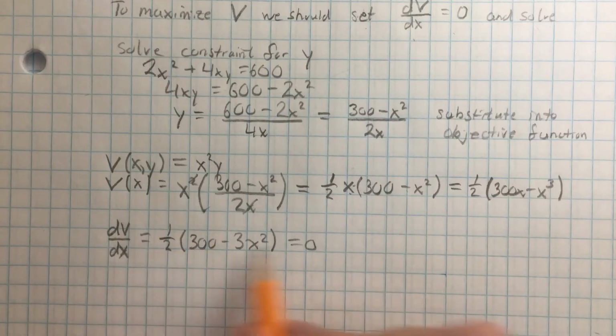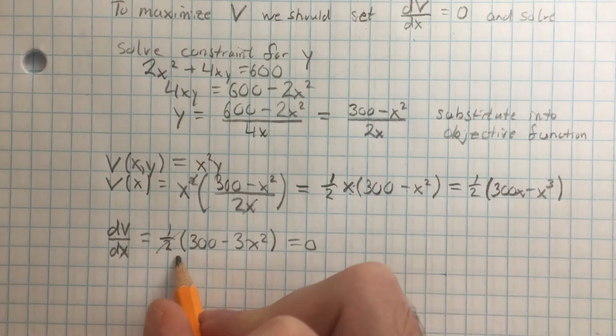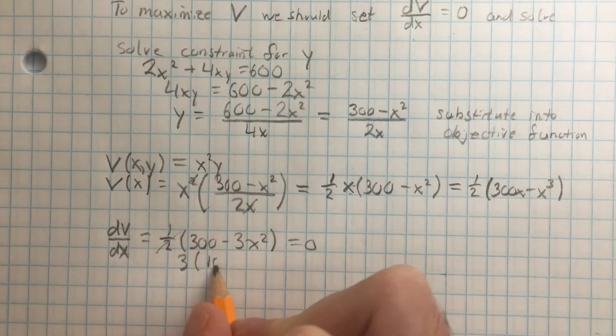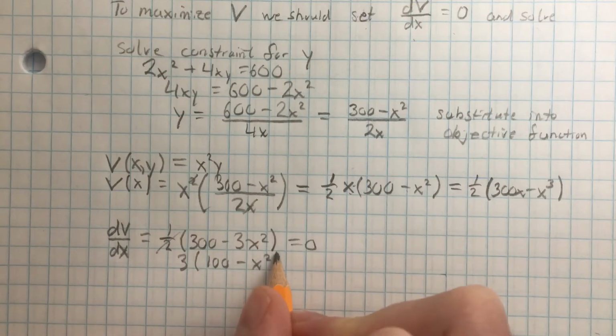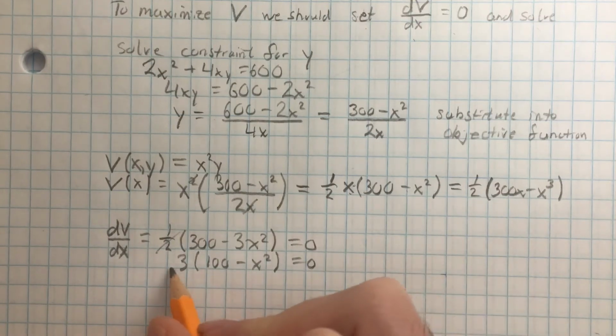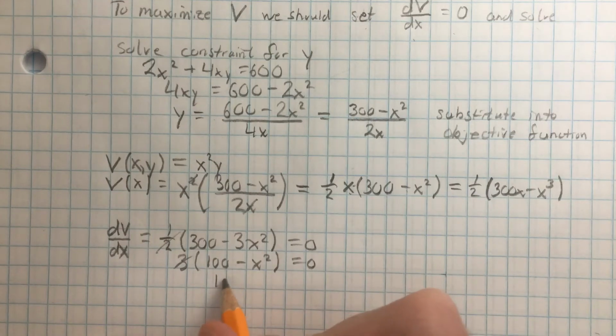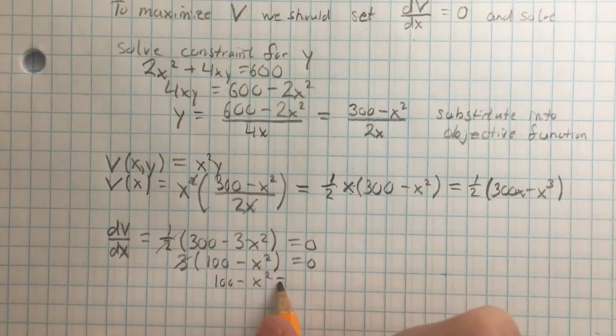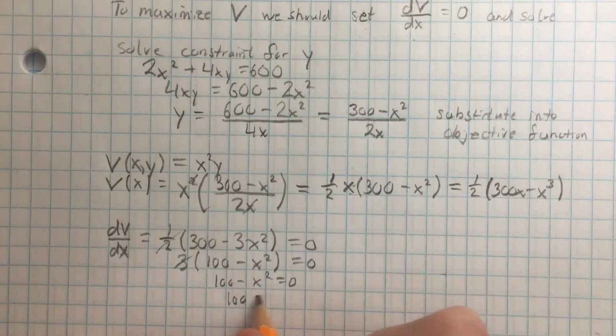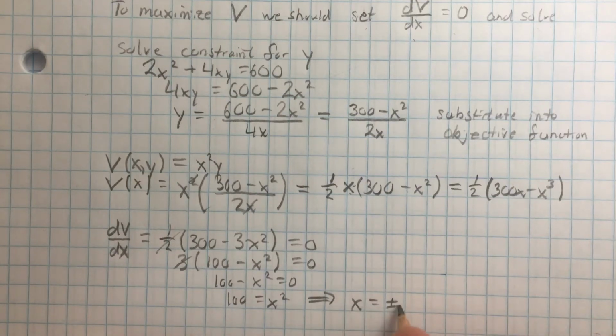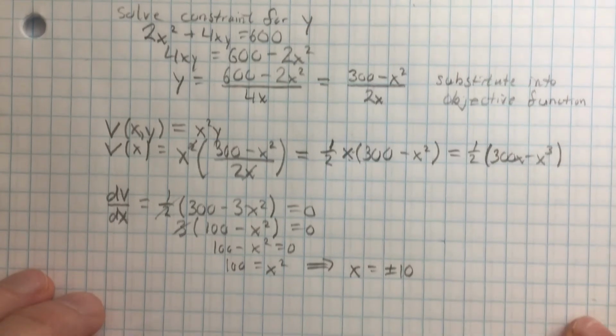Well, 1/2 has no bearing on this equation. So we have 300 minus 3x squared. We can even factor a 3 out of there, and we'll get 100 minus x squared equals 0. The 3 has no bearing on this equation. So 100 minus x squared equals 0. Therefore 100 is x squared, which implies that x is plus or minus 10. Just take the square root of both sides.